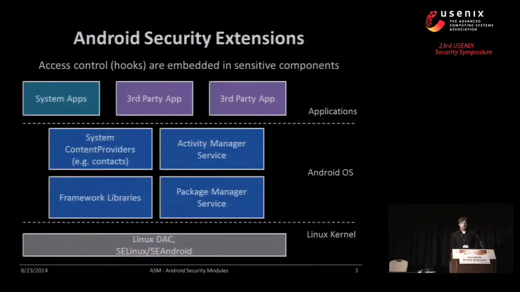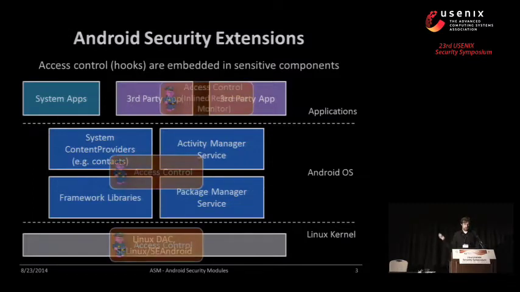So this is the Android operating system stack. On the bottom, we have the Linux kernel, which implements Linux discretionary access control, and in recent Android versions, also mandatory access control using the SE Linux or SE Android mandatory access control framework. On top of that, we have the Android operating system layer, where important security and privacy critical services and data stores, or in Android terms, content providers, are located. And finally, we have applications which are deployed on the device, and they can be divided into pre-deployed system applications or third-party applications which are deployed later on by the user.